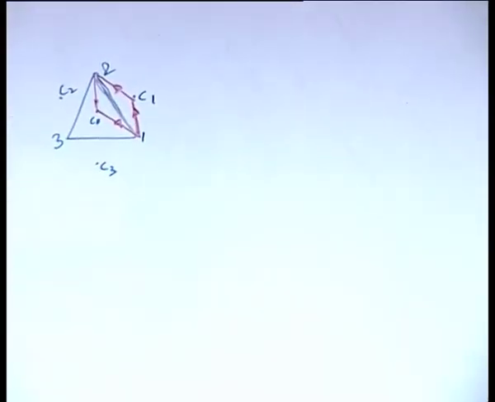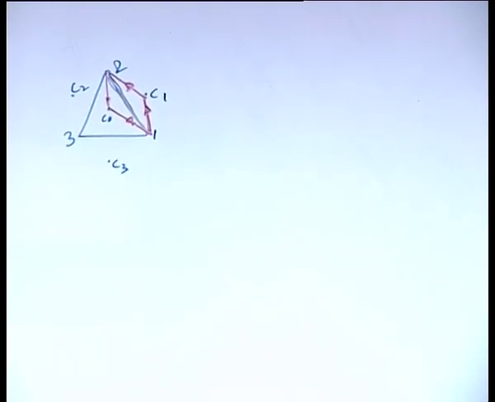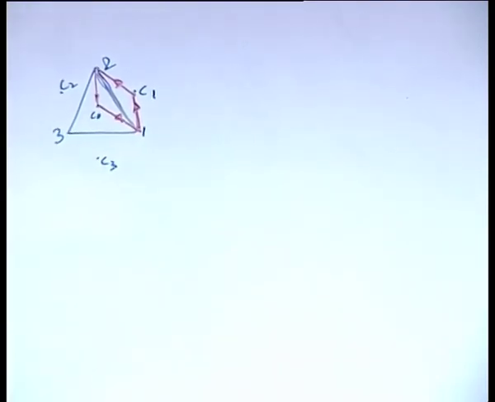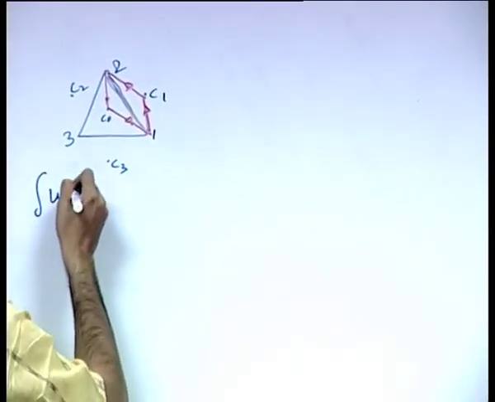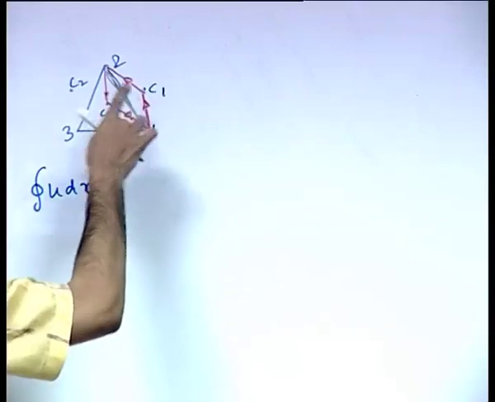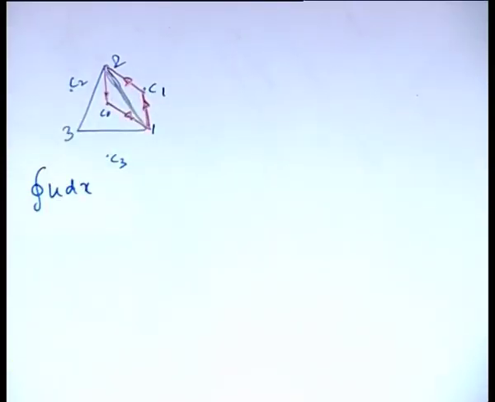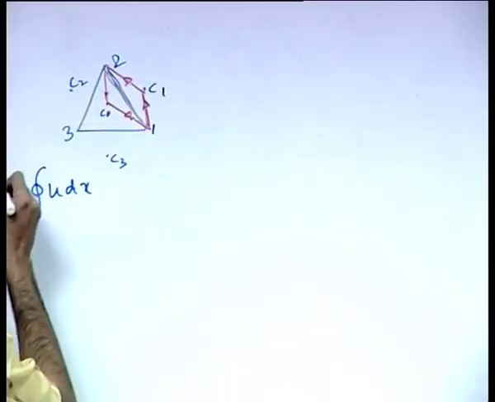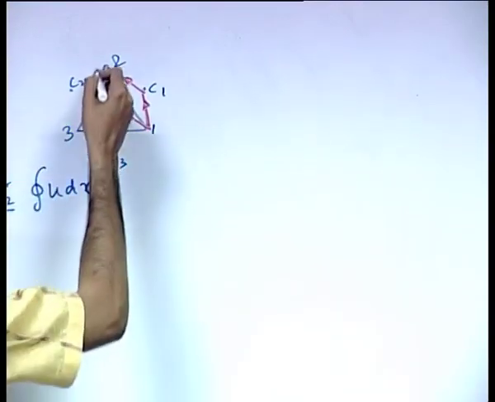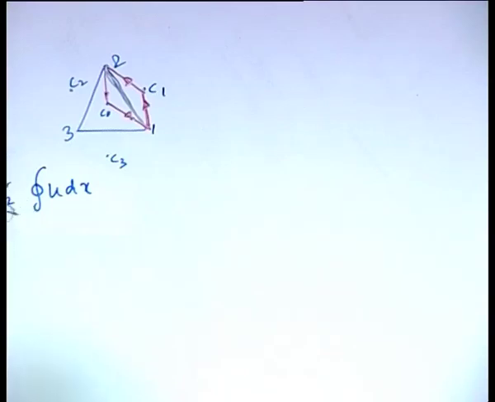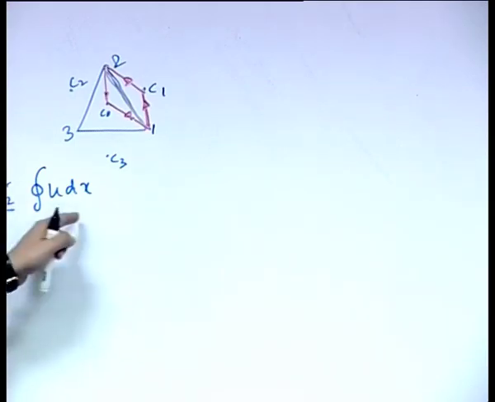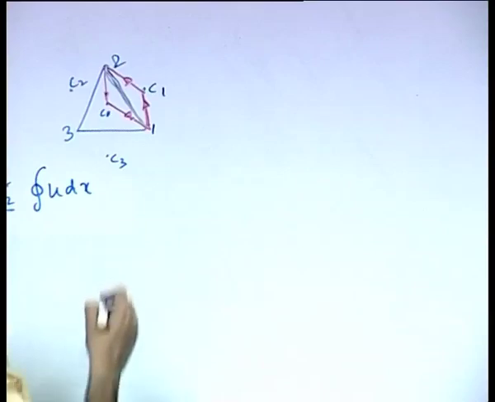Now, let us try to write what is the integral of, say, u dx over this contour. There are 3 such contours. One is for the edge 1, 2, another for 2, 3, third for 3, 1. We are just giving an example for one edge, considering that a similar thing can be written for the other 2 edges. So, for edge 1, 2, the integral of u dx, what is that?